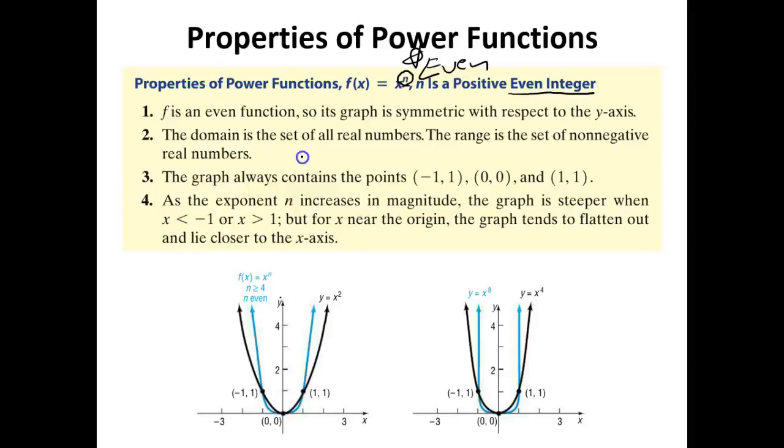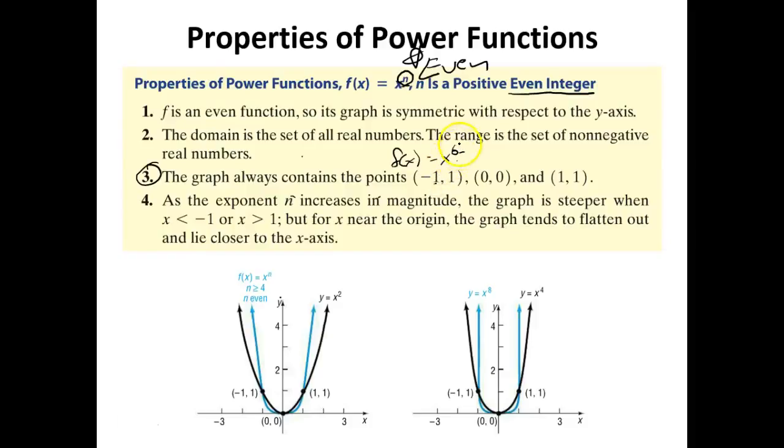The domain is still the set of all real numbers. This is still a polynomial, so this domain is still the set of all real numbers. The range is the set of non-negative real numbers. The graph always contains the points -1, 1, 0, 0, and 1, 1. And if you wanted to double check this, all you have to do is make up your own function. We could make it f of x is equal to x to the 6. Doesn't really matter.